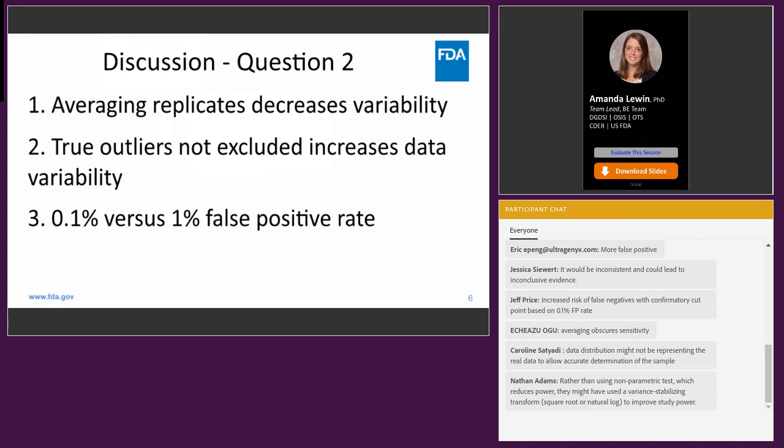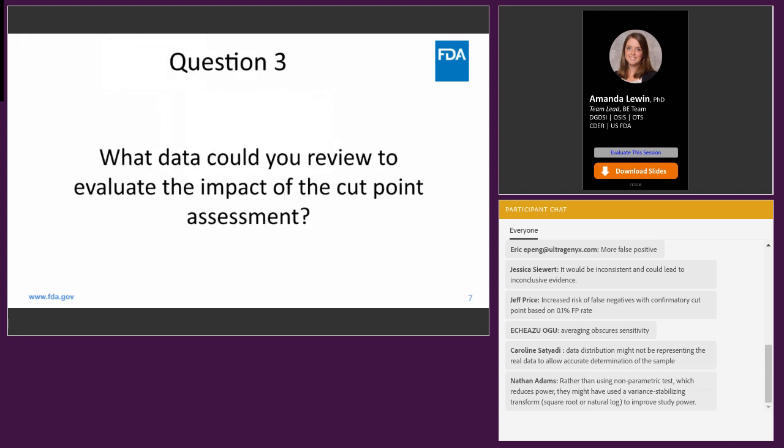So moving right along, we're going to go into the final question for this set, question 3. What data could you review to evaluate the impact of the cut point assessment? So if you go to the site, you have these questions, what can you look at to see how their cut point assessment impacted the analysis of their study samples? Can you tell if the cut point was adequate or not? What might you look at to interrogate that? Is there any data on site that could be requested and provided?